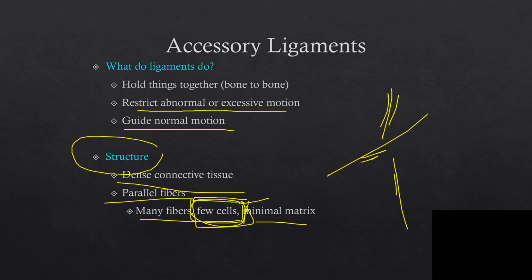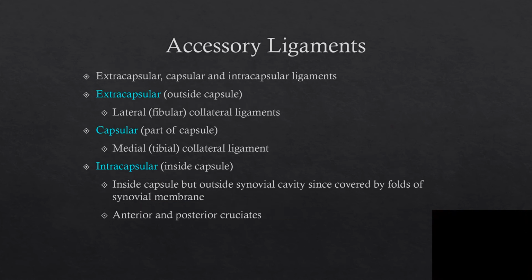Okay, so that's what happens in these accessory ligaments. Again, when I look at accessory ligaments, they could be extracapsular, capsular, intercapsular, exactly what they sound like. Extracapsular is on the outside of the capsule, such as the lateral collateral ligament of the knee. I could actually show you if I was there. I'm not there, and I don't have time to stop at everybody's house.